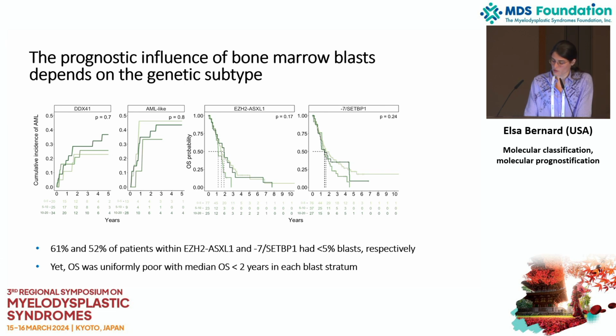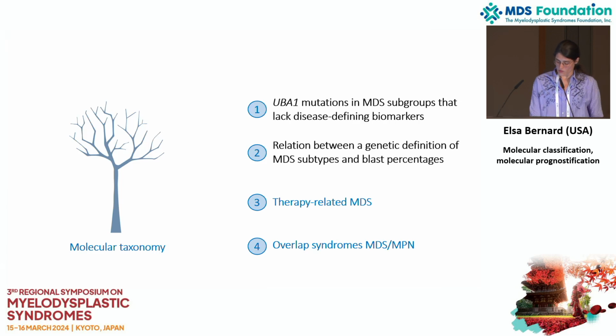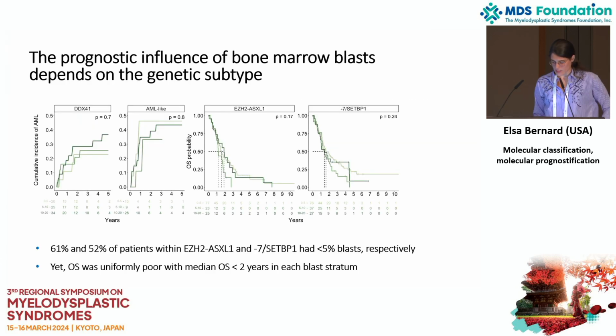However, the median overall survival was poor across blast strata for those two subtypes, with a median overall survival of less than 2 years independently of the blast representation. So just to conclude this part, and I'll go back to it in the conclusion, we believe that this provides a rationale for potentially using a genetic definition of disease in the future as a basis for classification, and that blasts really should designate the stage of the disease within genetic subtypes.